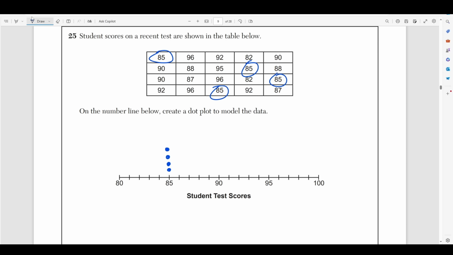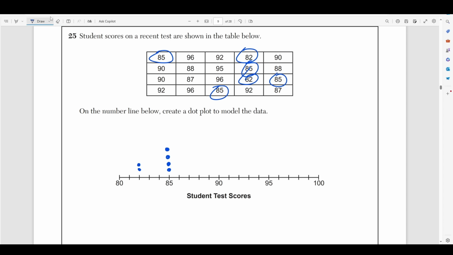So 82, I saw 82 one time. And I saw 82 a second time, right? So 82 has a frequency of 2, right? 2 of these data points are 82. So I'm going to put, where this is 81, this is 82, so I'm going to put 2 dots up here, right? And I'm pretty much going to do this for every single point of data. I'm going to count how many times I see it in my data set, and then I'm going to write that many dots where I see the number on the number line.